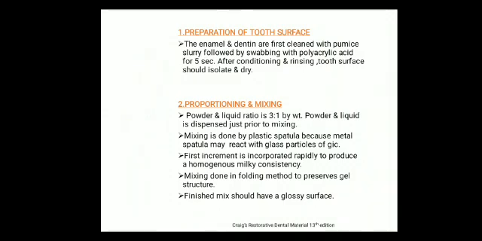Proportioning and mixing. Powder and liquid ratio should be 3:1 by weight. Powder and liquid are dispensed just prior to mixing. They are mixed with an agate spatula or plastic spatula, because a metal spatula might react with the glass particles of the GIC. The powder is mixed with the liquid in increments. The first increment is incorporated rapidly to produce a homogeneous milky consistency.